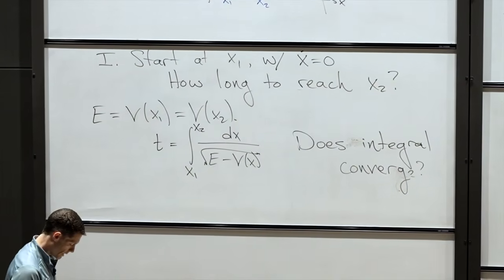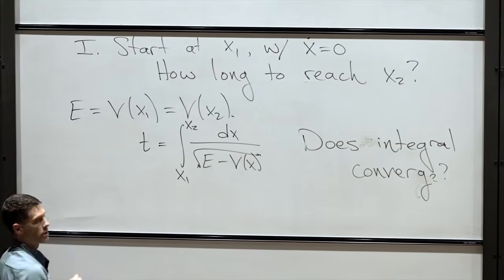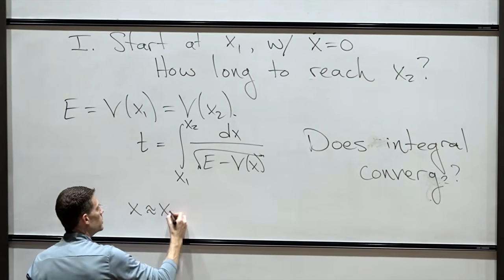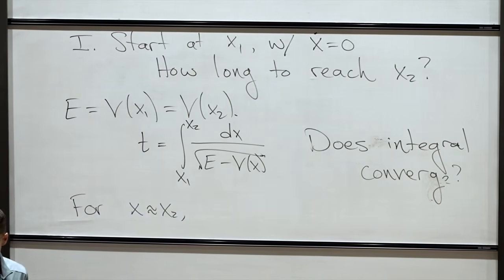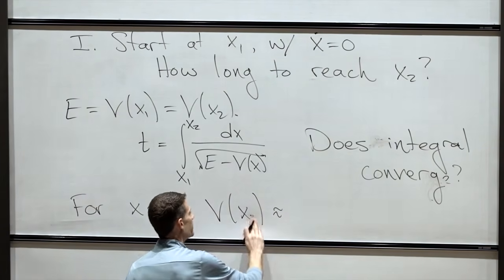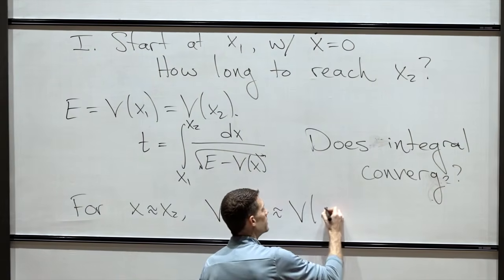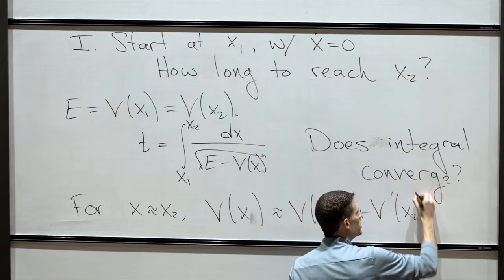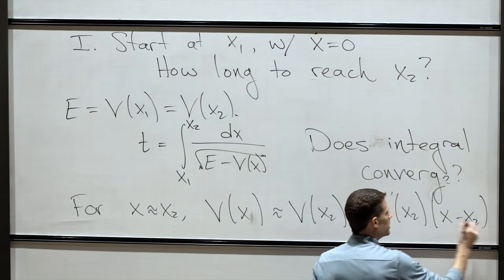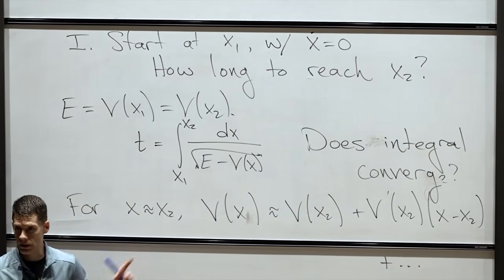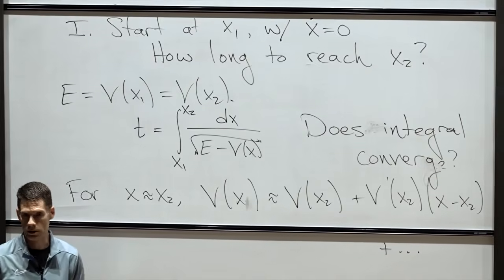So one thing we can do is think about when the particle gets close to x2. I'm going to do a Taylor series of this form around x2. So v of x is approximately v of x2 plus v prime of x2 times x minus x2 plus dot, dot, dot. That's a Taylor series of the function v around x2, and I'm just keeping two terms at the moment.